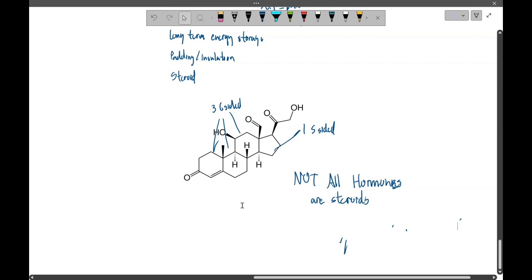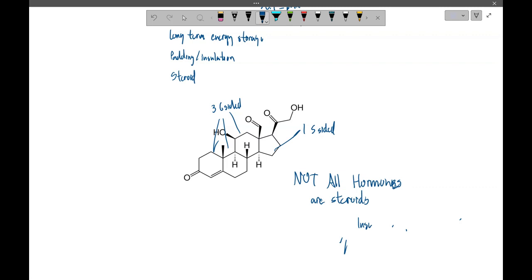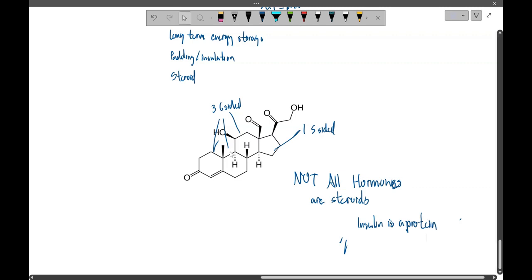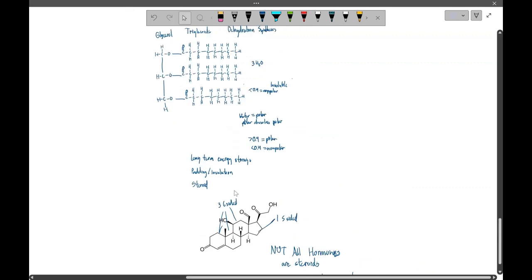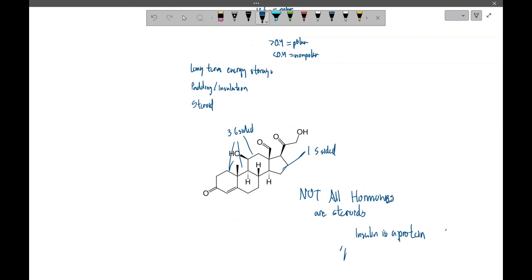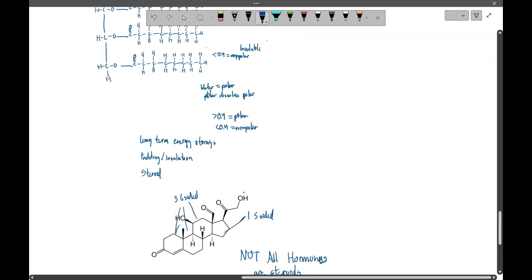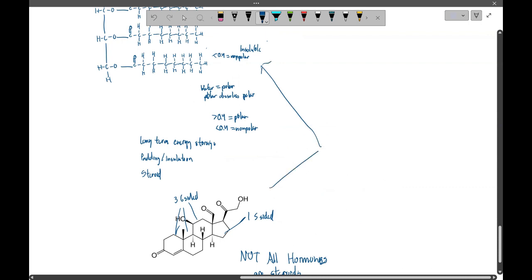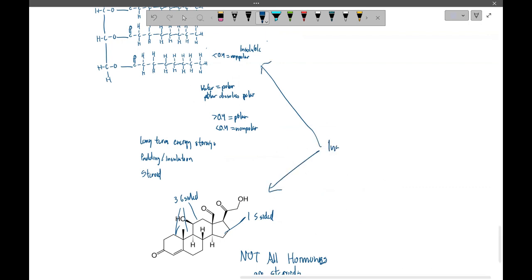Insulin, it turns out, is a protein. So not all hormones are steroids, some of them can be proteins. And compare this structure to the triglyceride. You'd be right to think that, wow, these two hardly look similar at all. The only reason why steroids are classified as lipids is because they too, like these triglycerides, are insoluble in water.